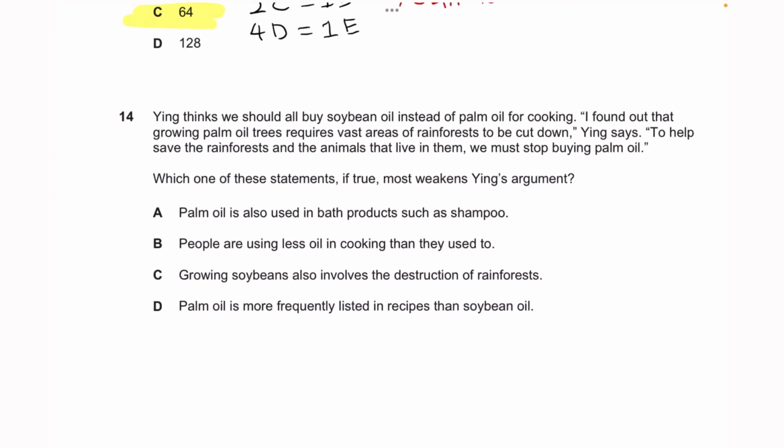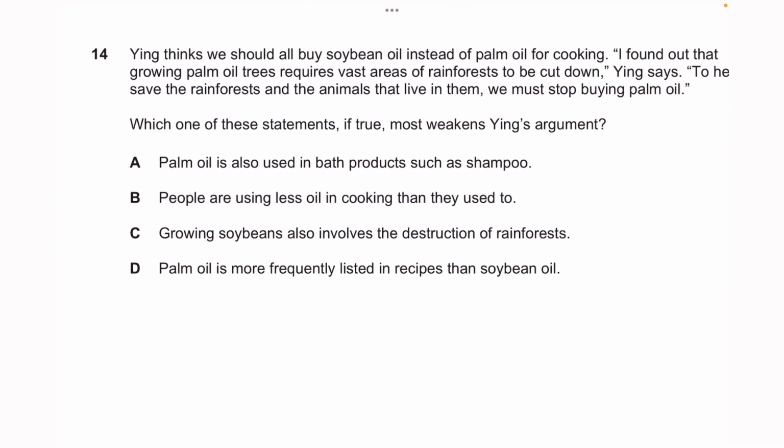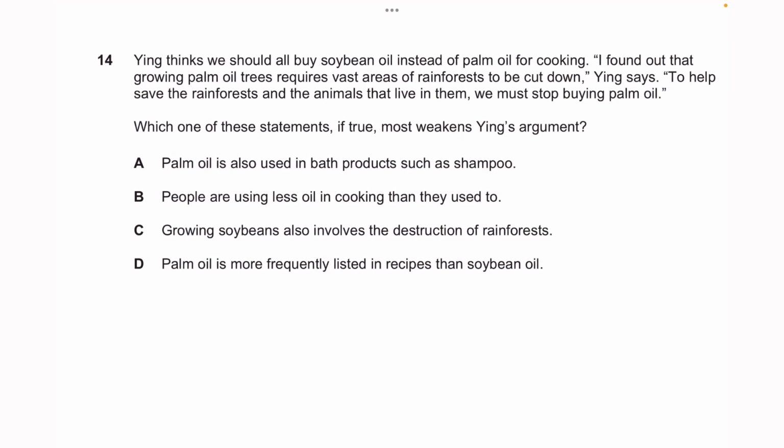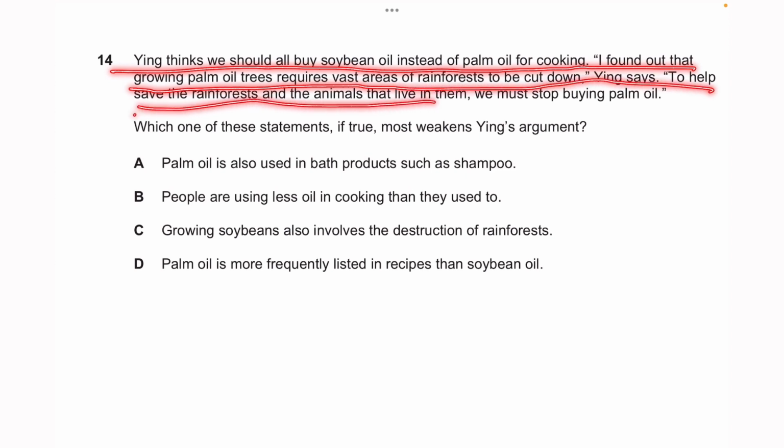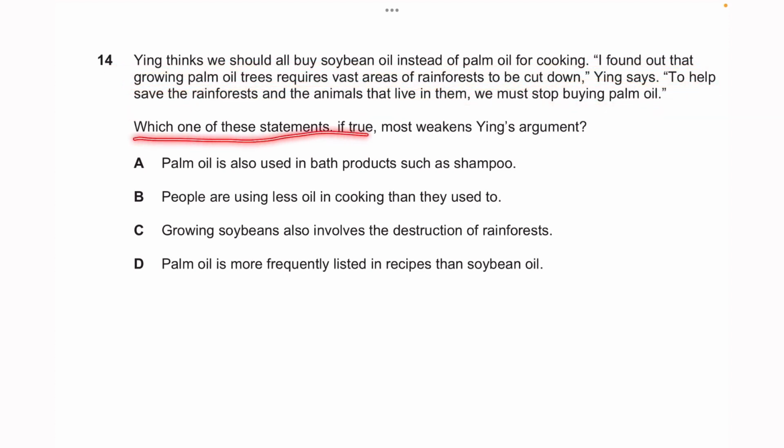All right, let's have a look at question 14. So question 14 says this. Ying thinks we should all buy soybean oil instead of palm oil for cooking. I found that growing palm oil trees requires vast areas of rainforest to be cut down. Ying says to help save the rainforest and animals that live in them, we must stop buying palm oil. Now, which one of these statements, if true, most weakens Ying's argument?